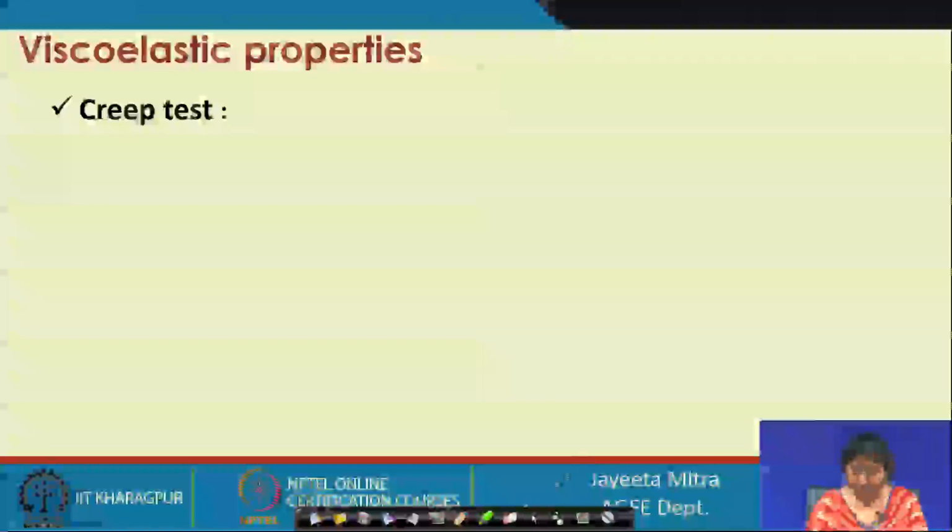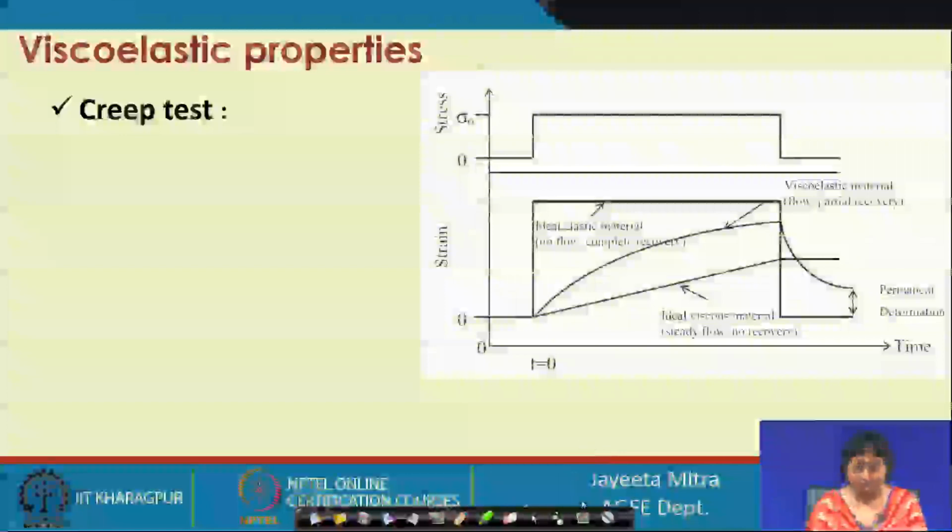So, the next important thing is the creep test. Creep is just the reverse case of stress relaxation behavior. What happened in the case of stress relaxation? There we maintained a certain strain or deformation for a longer period of time, and we measured the amount of stress needed to maintain that strain over the time period.